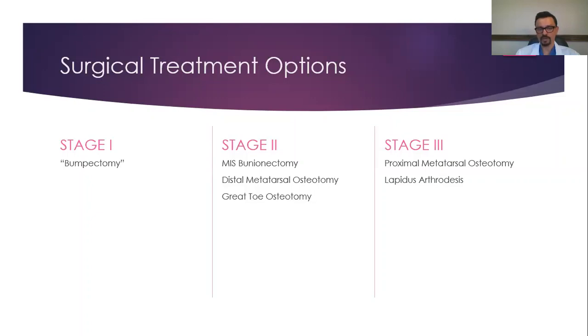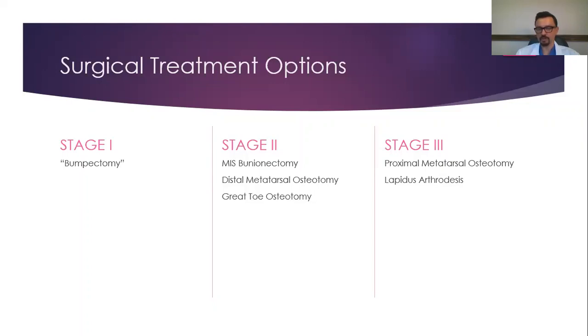So from the first stage, where you have a mild, as you recall from the previous x-ray, a small bump. If patients are having just bump pain without any angular deformities, what we do is called a bumpectomy, which really, we would just take the bump off. I haven't performed that procedure in a very long time, because most patients aren't coming in with a mild case. They're more moderate to severe or large bunions.